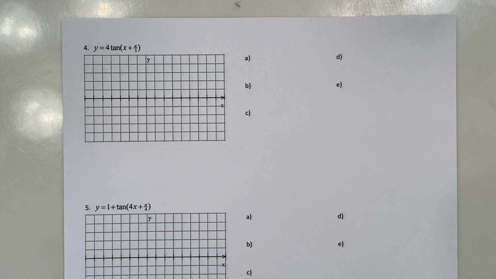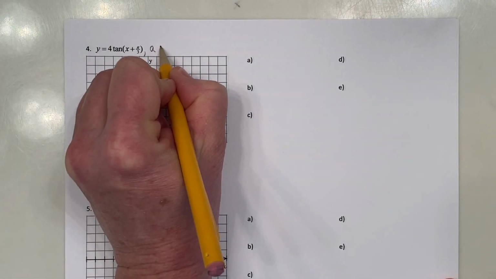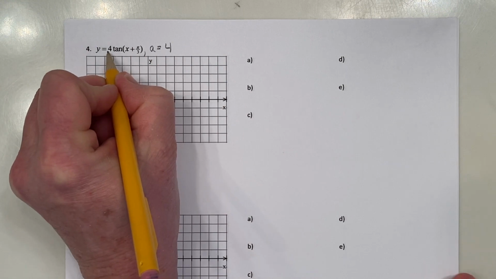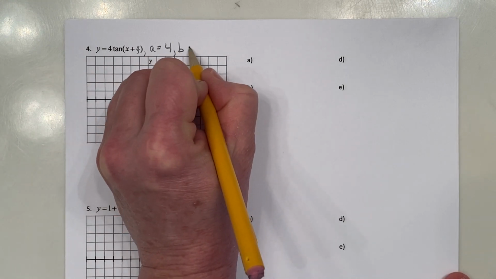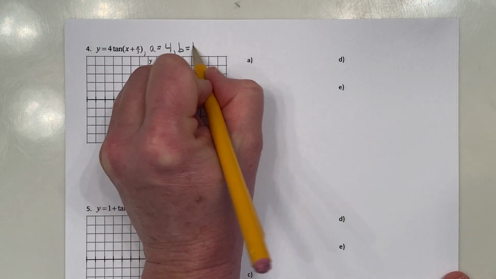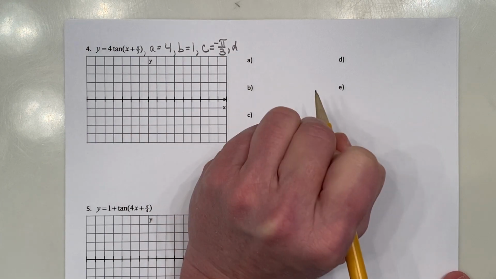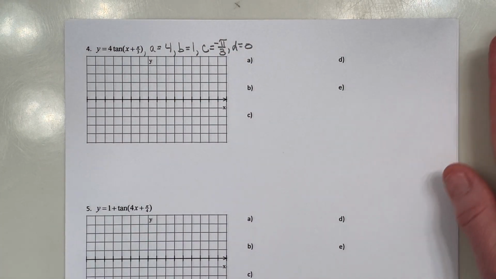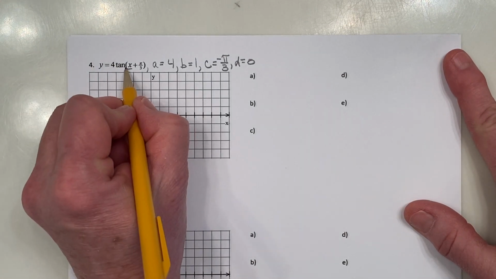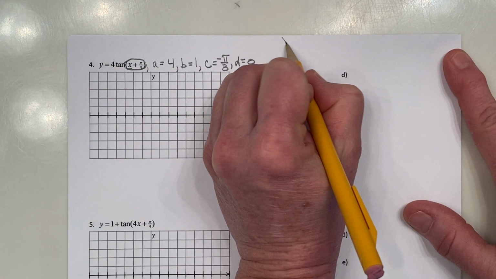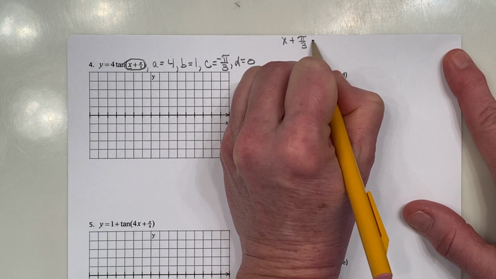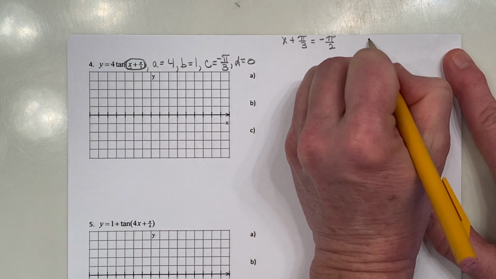All right, we'll continue graphing tangent. I know I'm going to vertically stretch tangent, but I'm not going to reflect it. X's coefficient is 1. That way, C is going to be negative pi over 3, always the opposite. And I don't think I have a shift up or down. All right, we're going to take bx minus c, set it equal to negative pi over 2, and then also to positive pi over 2.